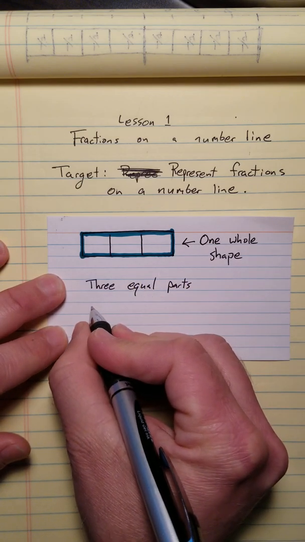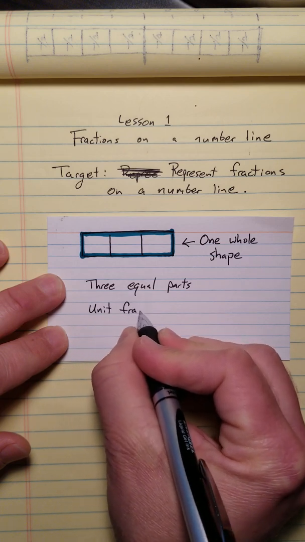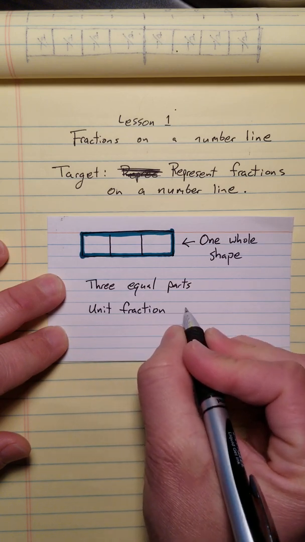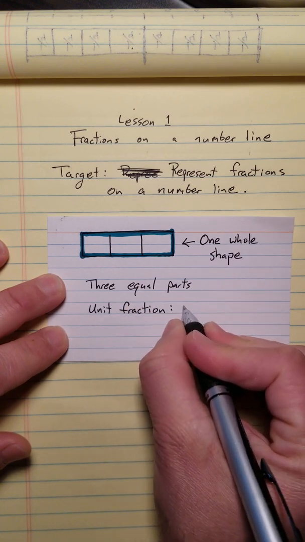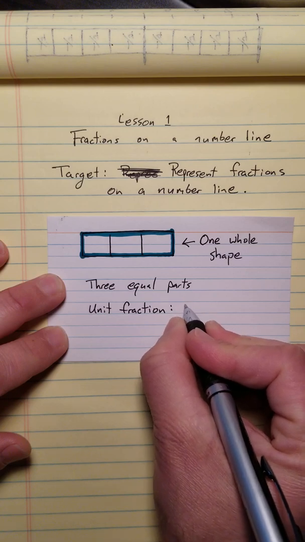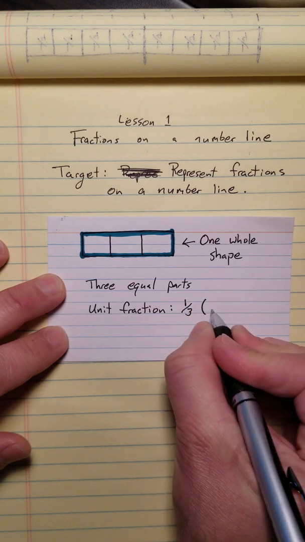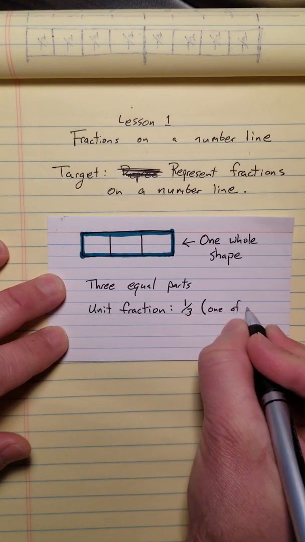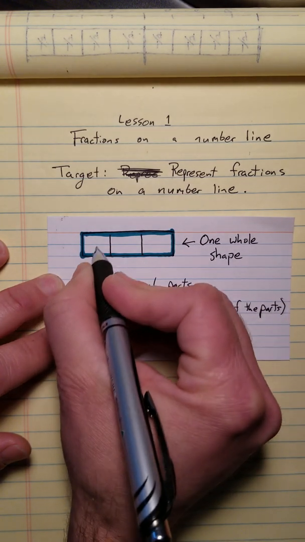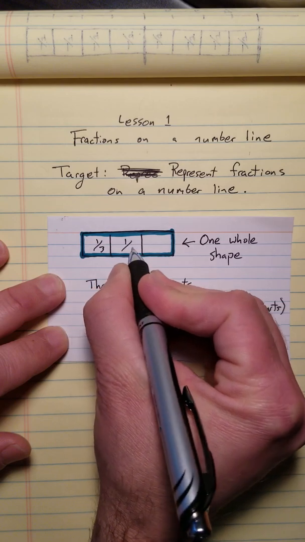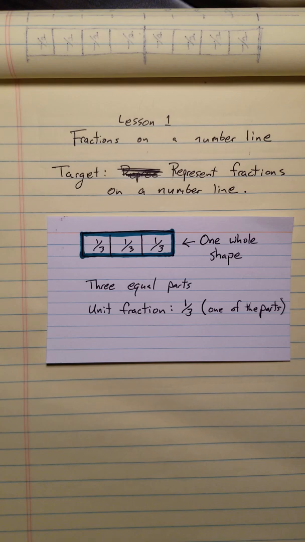And our unit fraction is what we call one of the parts. So the unit fraction is 1/3, which means one of the parts. Okay, so this is 1/3, 1/3, 1/3. The unit fraction is one of the parts.